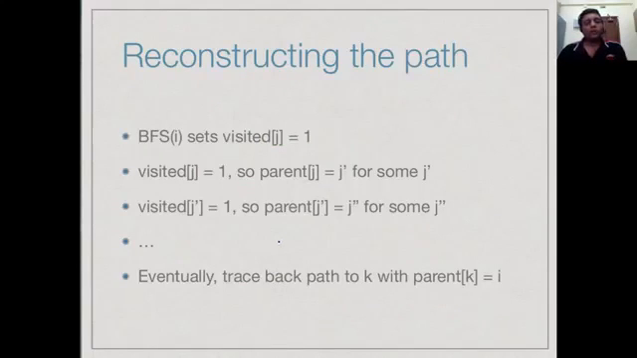So we can go backwards. Because k was marked by j, j would be marked by some other vertex and so on. So by just following these links back, we can go back from any k to the start vertex and therefore we can reconstruct the path.